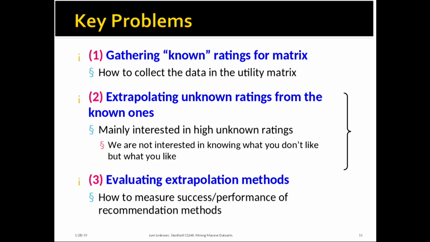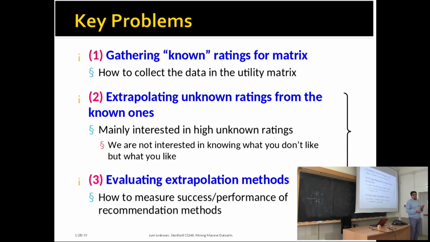Does this make sense? Clearly, I'm going to recommend an item when I guess the value for a given user is high, namely it represents that at least in principle, the user could be interested in purchasing or getting that item. So basically, we are not really interested in knowing what are the products or the items that you don't like, but we are really interested in knowing what you like.